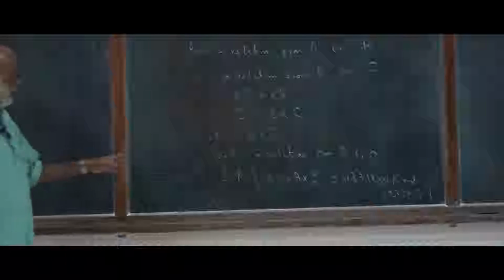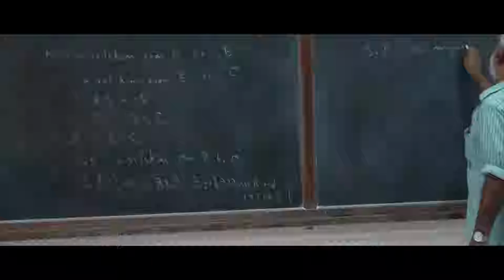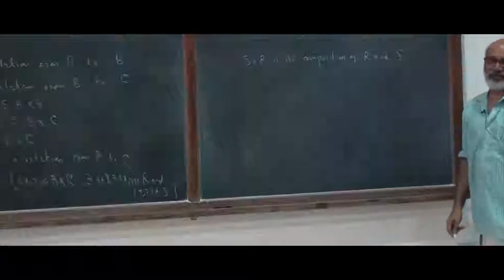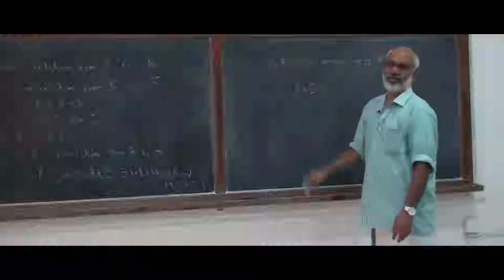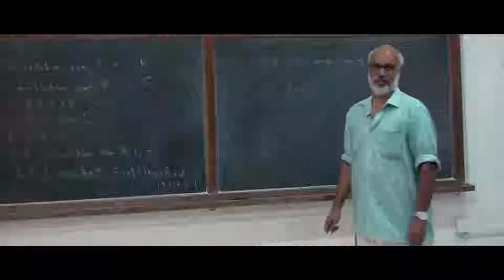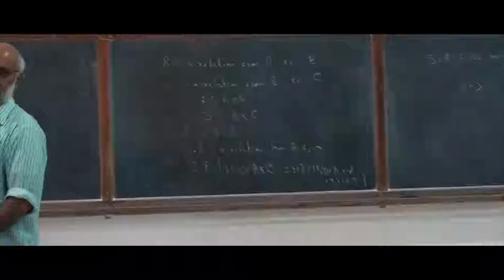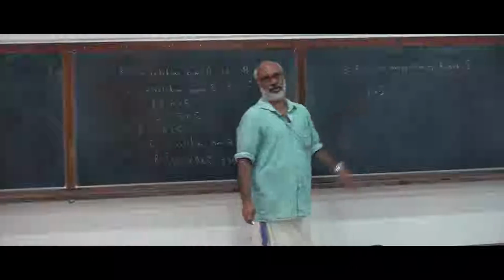In that case, this is called the composition of the relations R and S. Some people denote the same thing by a different symbol, but we are not following that notation. We are always using the notation S composition R.